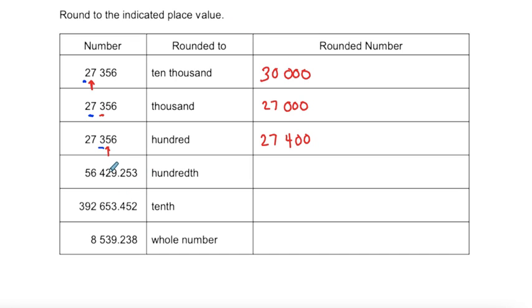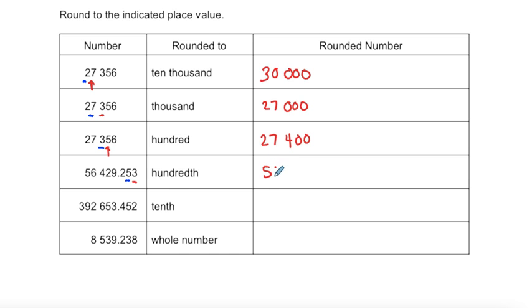Now let's see what happens to a new number. So this is 56,429 and 253 thousandths. So now I want to round this to the nearest hundredth. So my 5, the second 5, is in our hundredths place. So we always look to the number to the right of that. And so that is a 3. 3 is less than 5, so I keep my 5 the same.